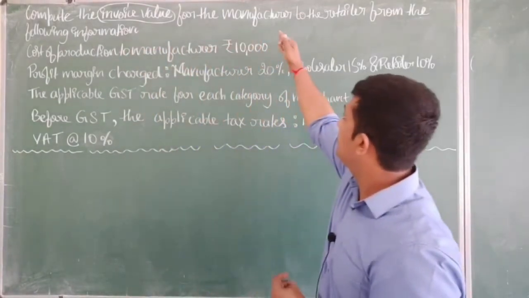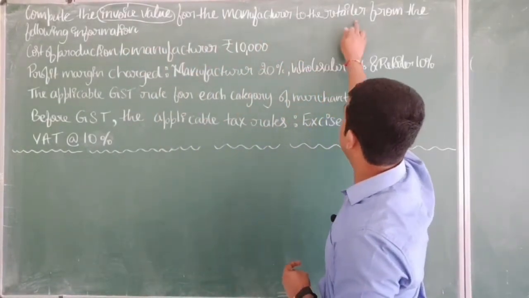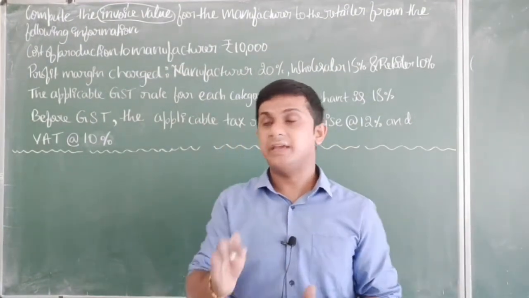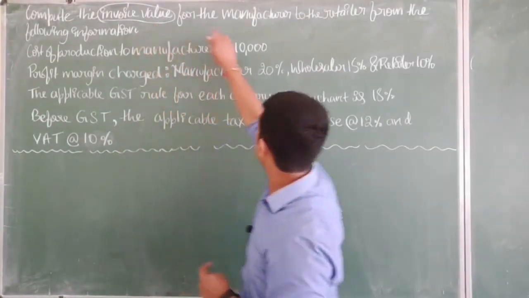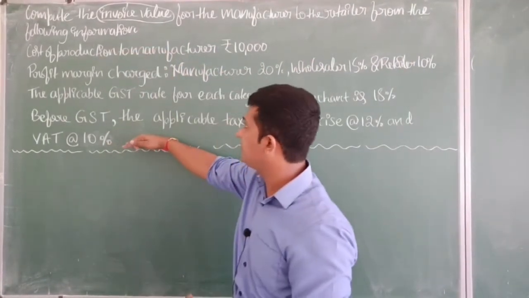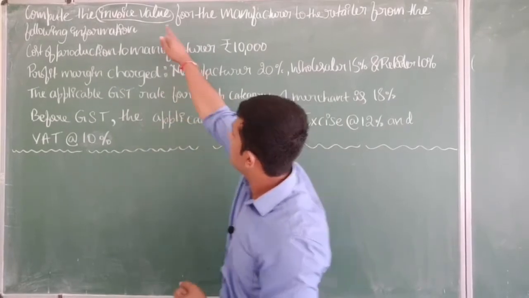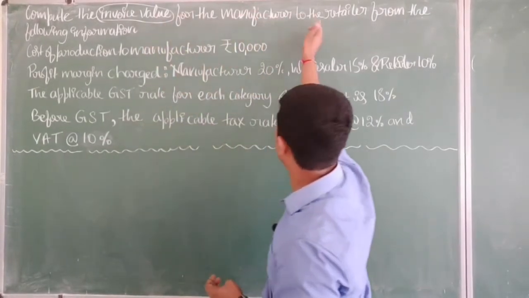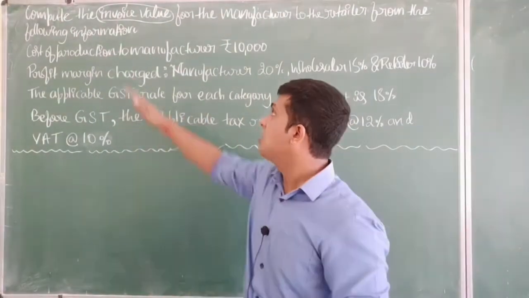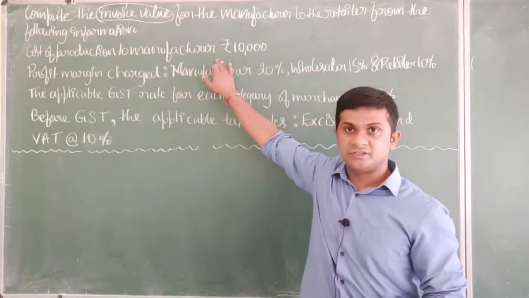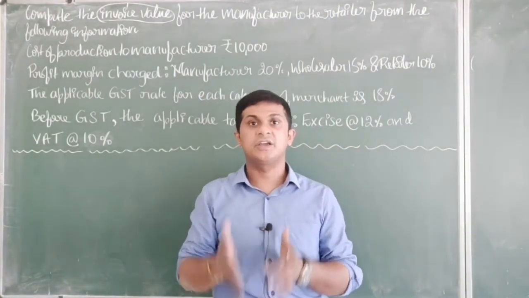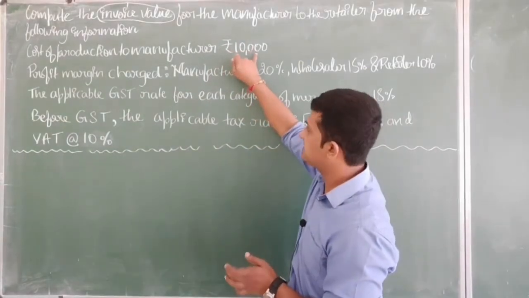Compute the invoice value for the manufacturer to the retailer. So from manufacturer to retailer, whoever comes, for them we have to calculate the invoice value from the following information. They have given us a few pieces of information. Using this information, we have to calculate the invoice value for each component of the value chain. The first information given here is the cost of production to the manufacturer. The total cost of the product produced by the manufacturer is rupees 10,000.